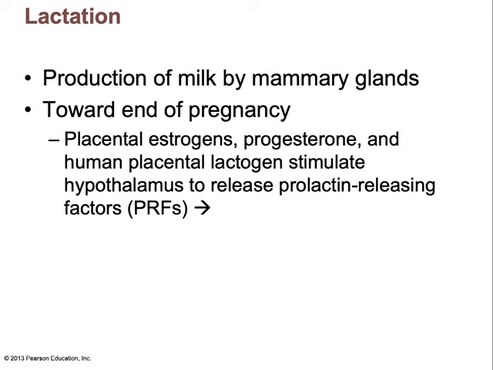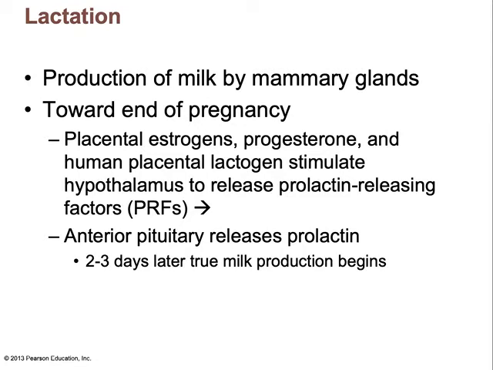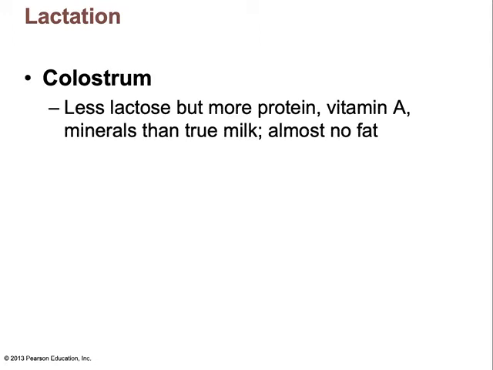Lactation is just the production of milk by the mammary glands and happens towards the end of pregnancy. Placental estrogens, progesterone, and human placental lactogen are going to stimulate the hypothalamus to generate prolactin-releasing factors. The anterior pituitary kicks out prolactin, which targets the breast tissue and causes milk production after the production of something called colostrum. Initially the colostrum is a protein-rich secretion high in antimicrobials and antibody, and has a yellowish cast to it, and milk production happens about 3 days afterwards. So that's the colostrum.